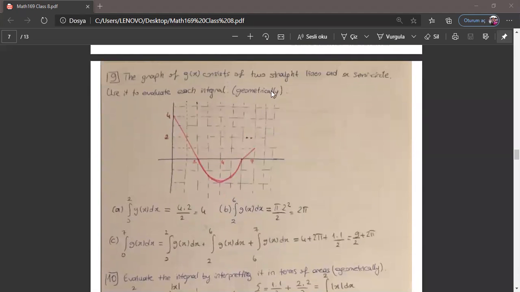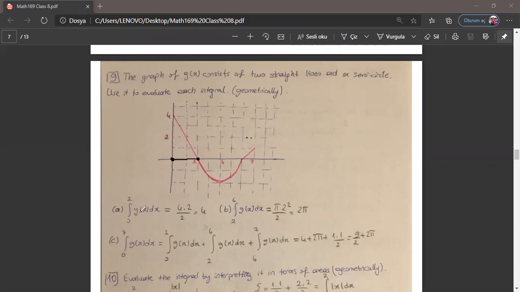Now we will compute the integral, not by using the formal definition, but geometrically we will compute it. Okay, so what's the integral of g, whose graph is this? From 0 to 2.